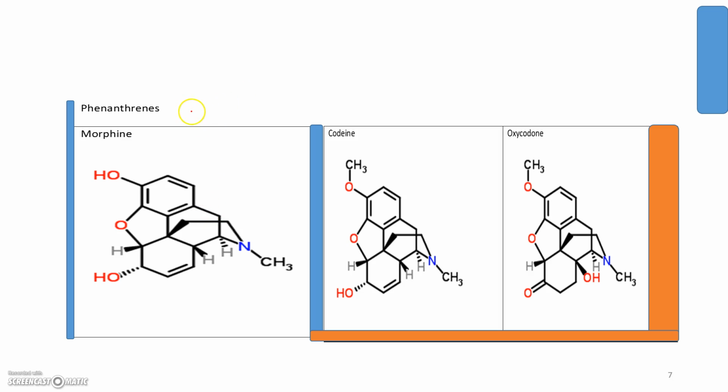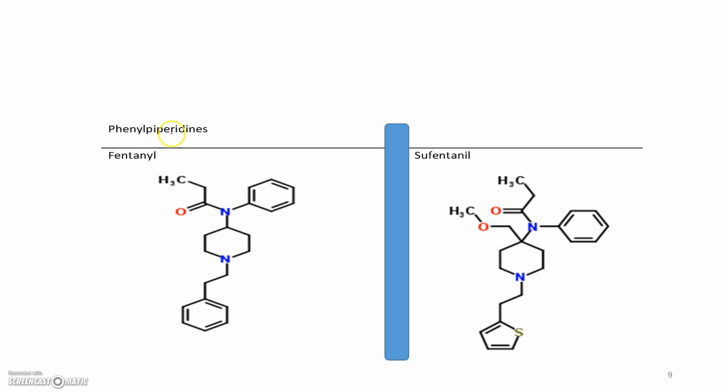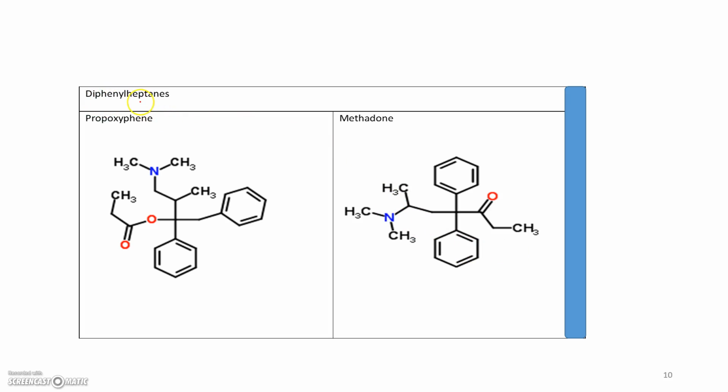These are some of the categories of opioids, looking at their chemical structure. We have what's known as phenanthrenes, such as morphine, codeine, and oxycodone. You can see the presence of similar structures in all these three compounds. Then we have the benzomorphans, such as pentazocine, and the phenylpiperidines, such as fentanyl. And then we also have the diphenylheptanes, such as propoxyphene and also methadone.